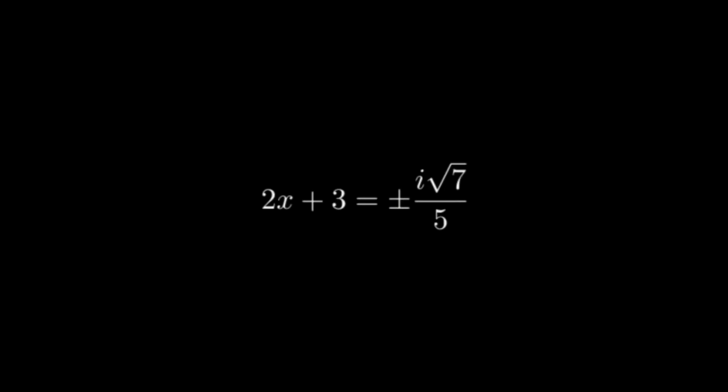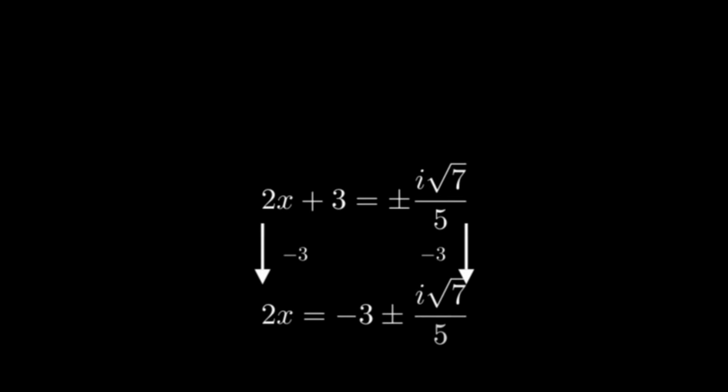We've arrived at this intermediate step in our solution, where we have 2x plus 3 equals plus or minus i times the square root of 7 over 5. Now we need to solve for x by isolating it on one side of the equation. To isolate the term with x, our first step is to subtract 3 from both sides of the equation. On the left side, 2x plus 3 minus 3 gives us just 2x. On the right side, we get negative 3 plus or minus i times the square root of 7 over 5.